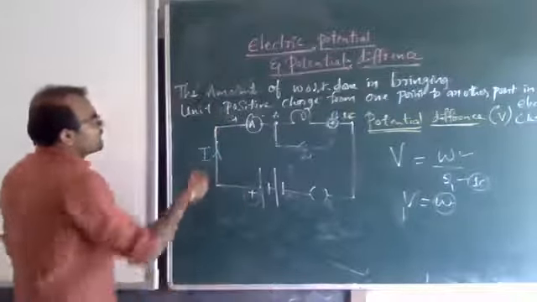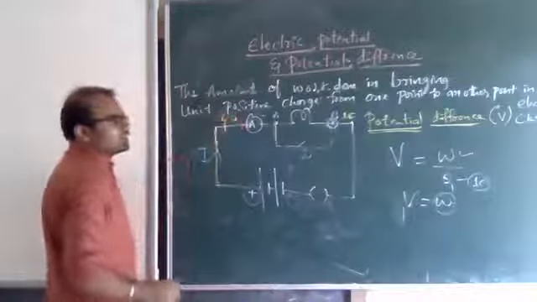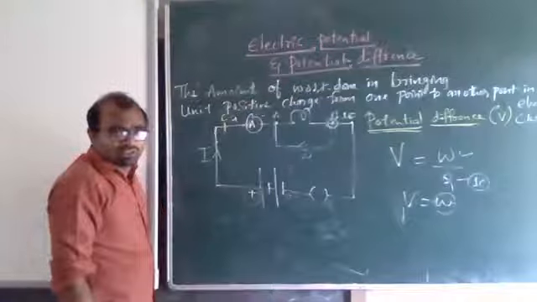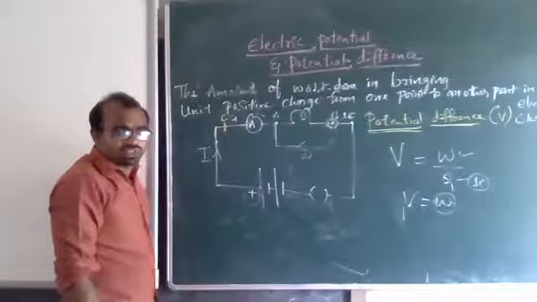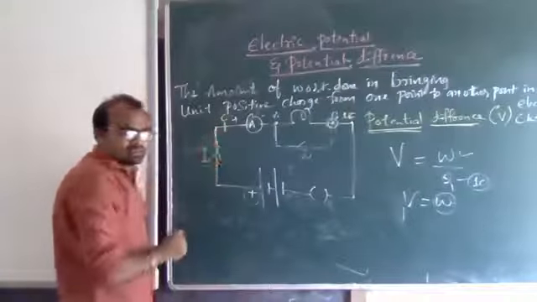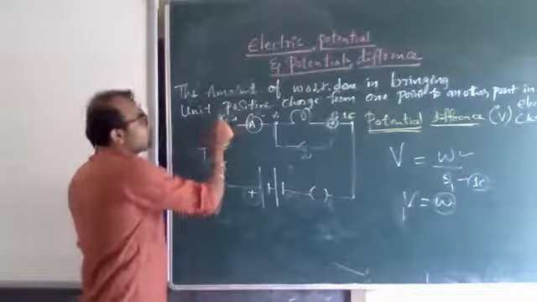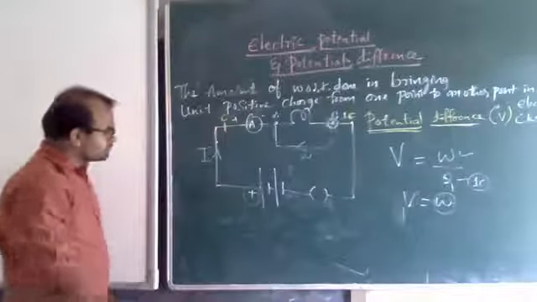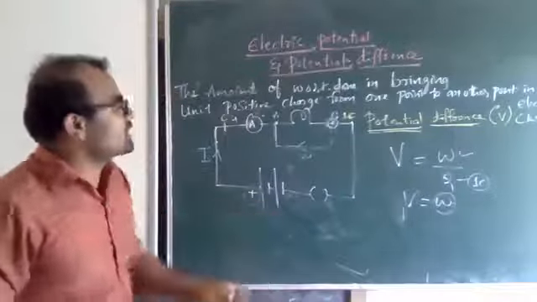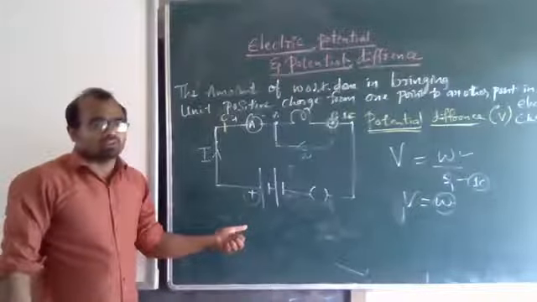So same thing, if I want to check electric potential at this point C, then I have to take a unit positive charge somewhere in infinity, and I have to bring that unit positive charge to this point C. How much work I do, that is the electric potential at that point C. So you can note down the definition of electric potential. I will tell the definition of electric potential and the formula for potential difference. We will move to the next.